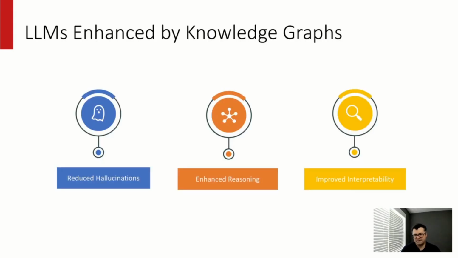Now, the first way of thinking about enhancements is to basically have large language models which are enhanced by knowledge graphs. And the reason why you would want to do that is basically to reduce hallucinations, enhance reasoning capabilities, and have better interpretability. Note that we're saying here reduce hallucinations, not necessarily eliminate them. So that would be why you want to do that.